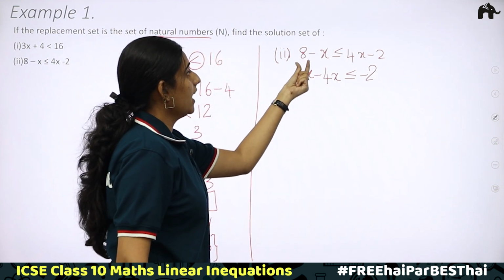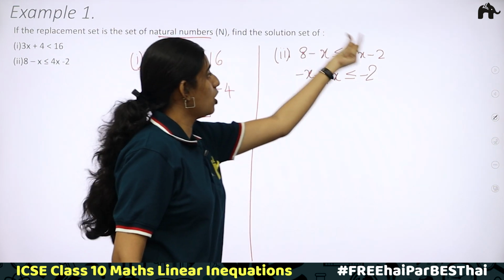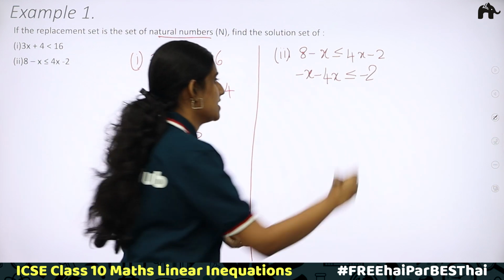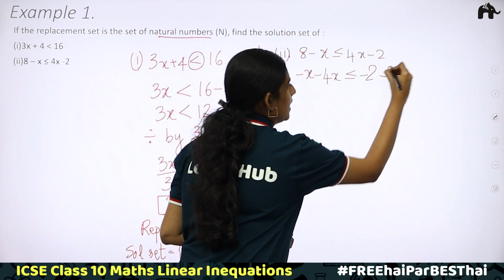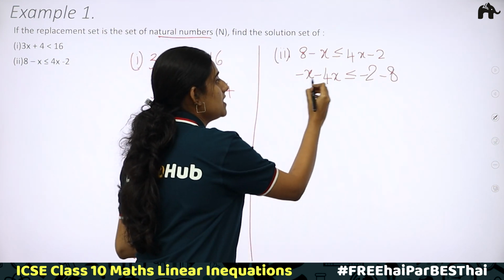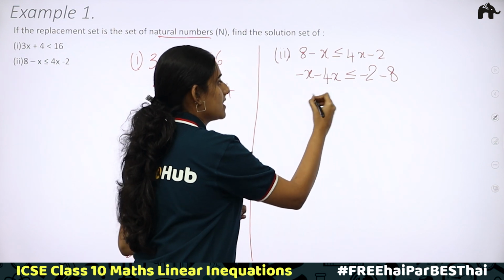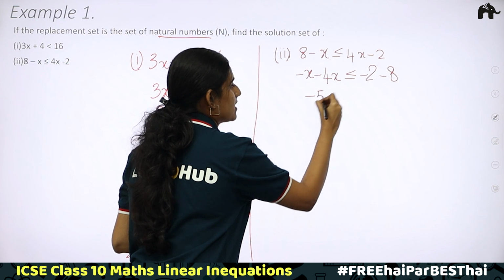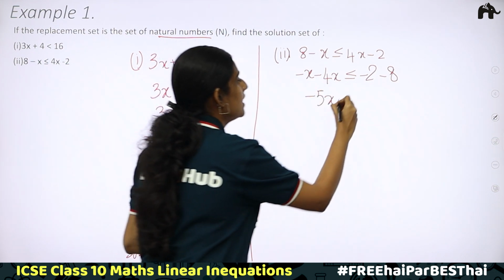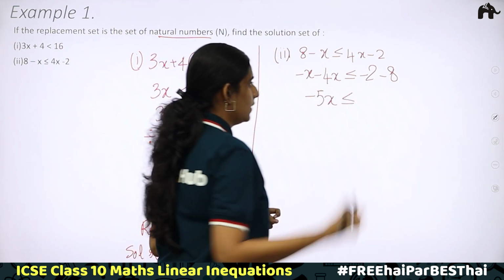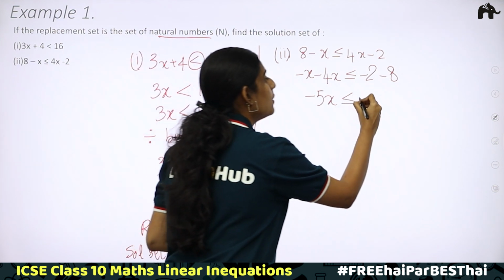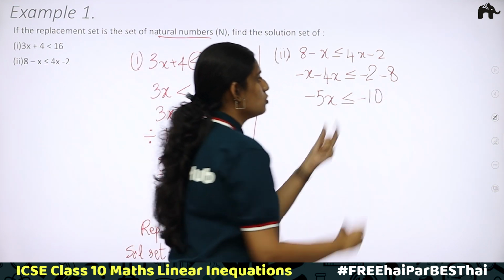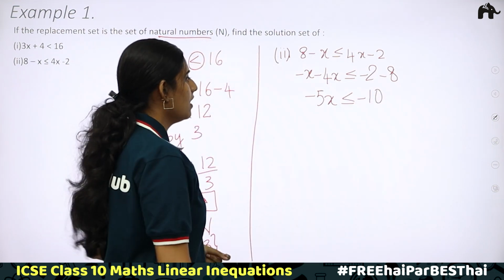Then taking this 8 plus 8 to the opposite side, it becomes minus 8. Minus x minus 4x is minus 5x. Minus 5x less than or equal to minus 10. Minus 2 minus 8 is minus 10.